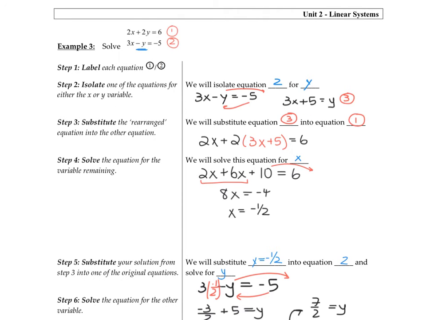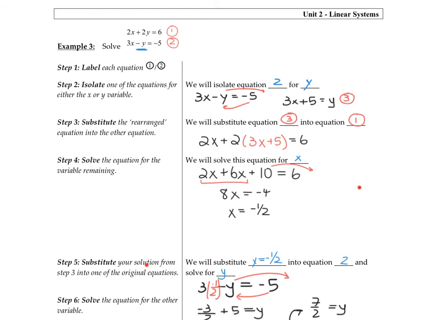Okay, now I'm going to substitute this new equation number 3 into the one I haven't used, which is 1. So 2x plus 2 times, instead of y, I wrote 3x plus 5 equals 6. And now I distributed the 2 in to get 6x plus 10, and then I just isolated 4x to get negative a half. Keep it as a fraction, just deal with it.